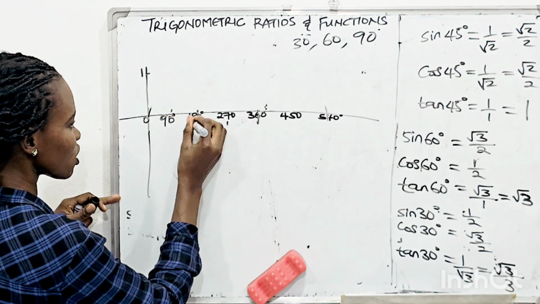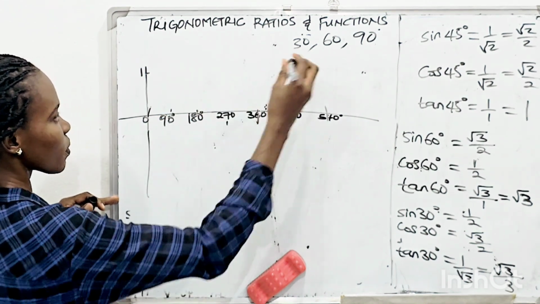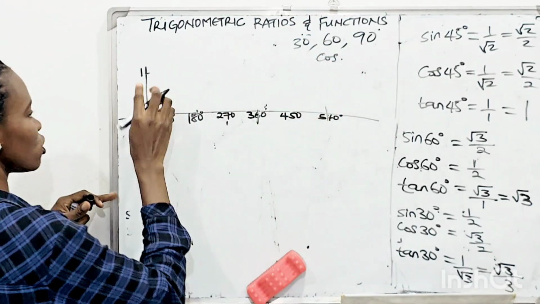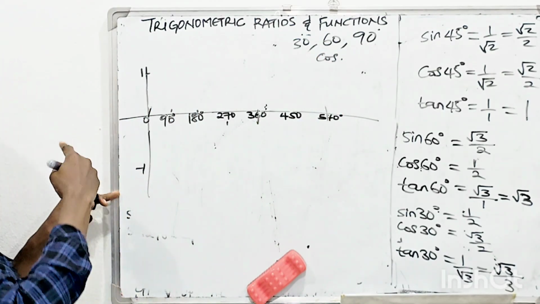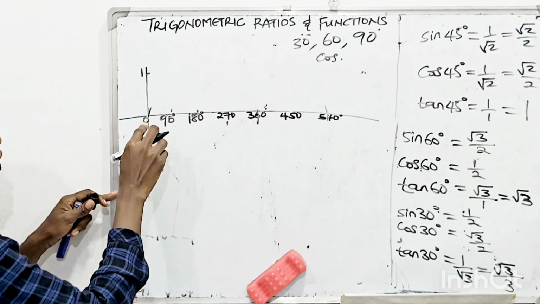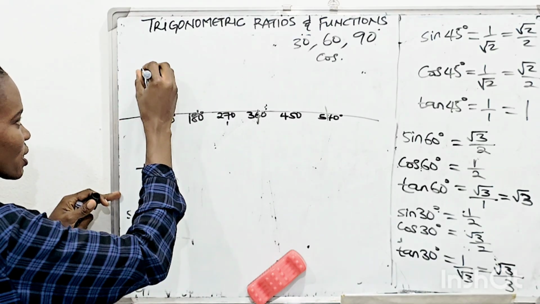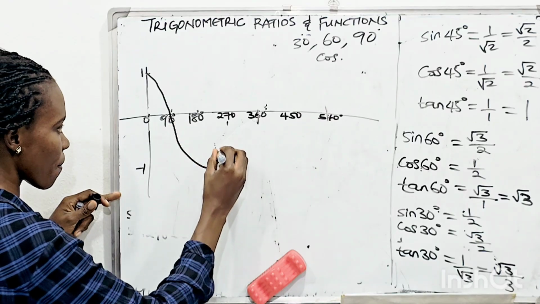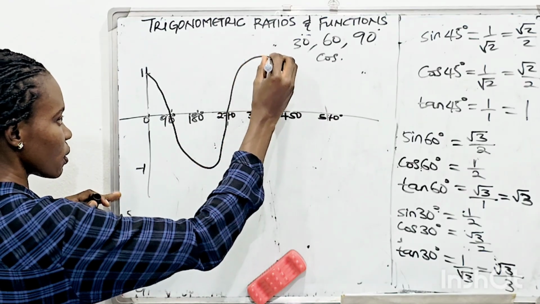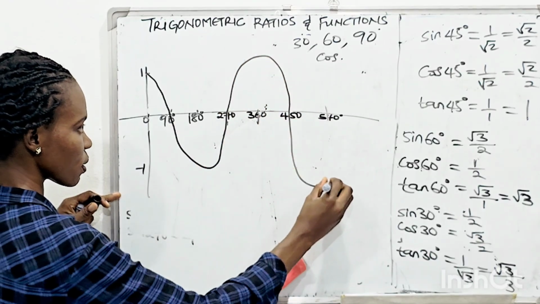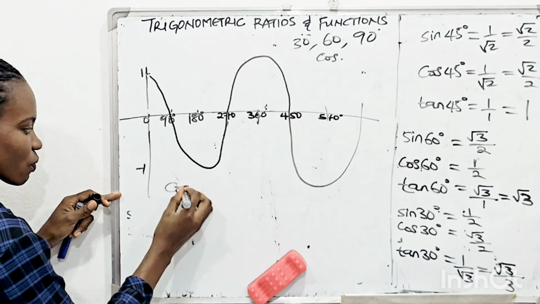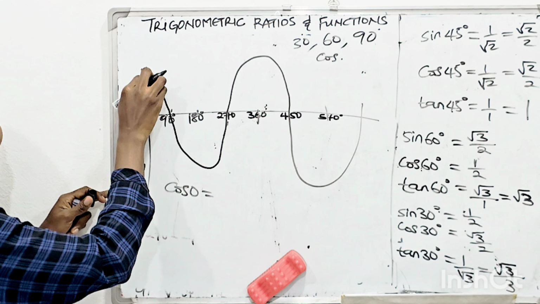Okay? So this is for cos. The one I did before was for sine, so this one is for cos now. So for cos, we have the same thing. We are still moving within 1 and -1. So cos moves like this. It starts from this, goes up, like this. Meaning that cos 0 is equal to 1.